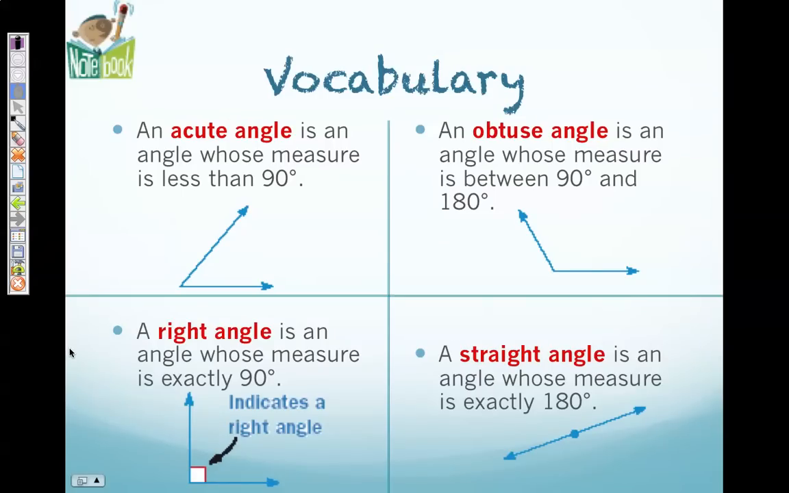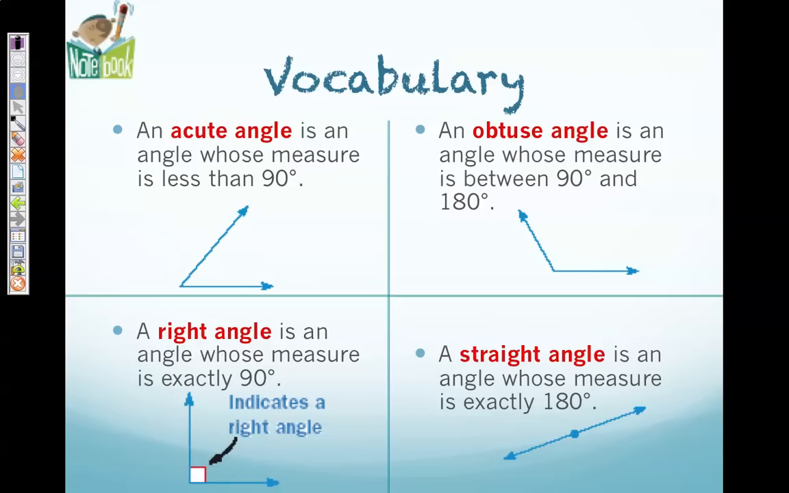Alright, great. Hopefully from that example you noticed many different types of angles, and those are the types of angles we're going to talk about today. So I'm going to go through this first page of vocabulary pretty quickly, so please grab your notes, and if you need to press pause at any time, please do so.